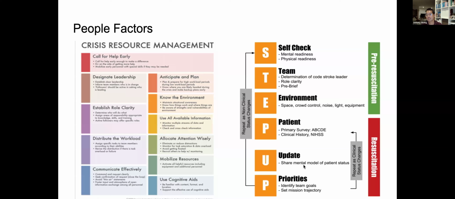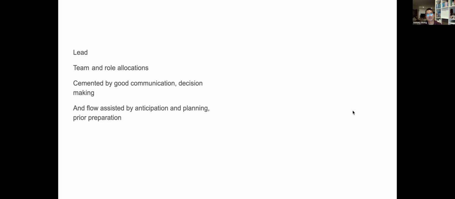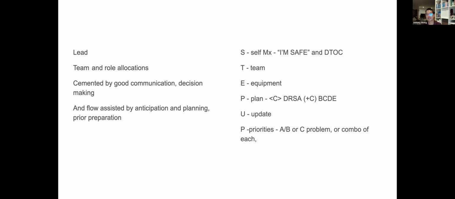But during the resuscitative phase, we need to update where we're at. So once they got through A and intubated the patient, then he moved on to circulation, where he said that was the most immediate, urgent priority, and started to change the team trajectory and the mission trajectory. So we have a clear lead, team and role allocation cemented by good communication, decision making, and the flow is assisted by anticipation and planning and prior preparation.